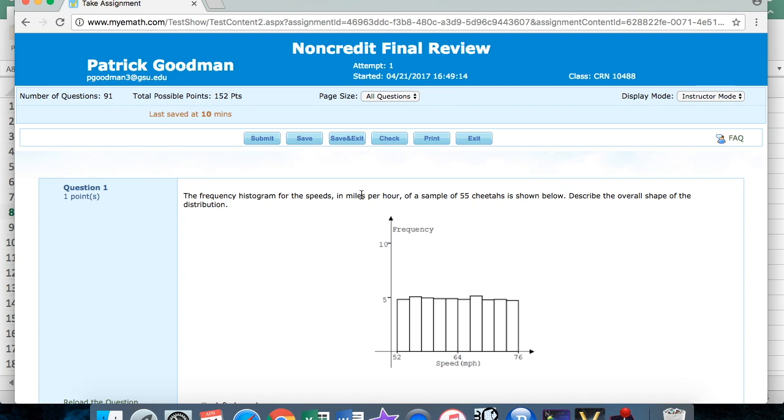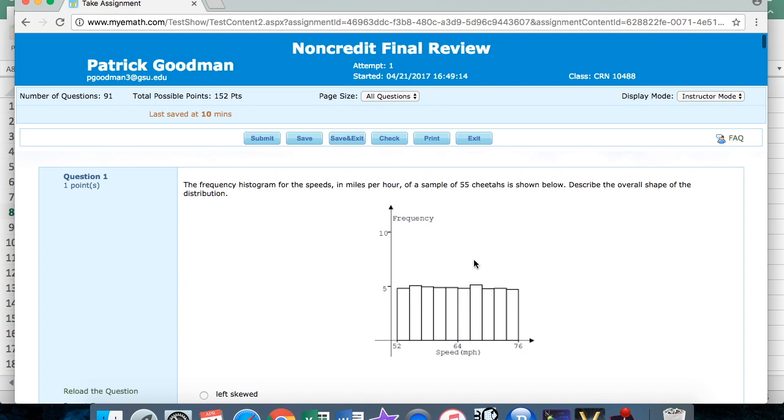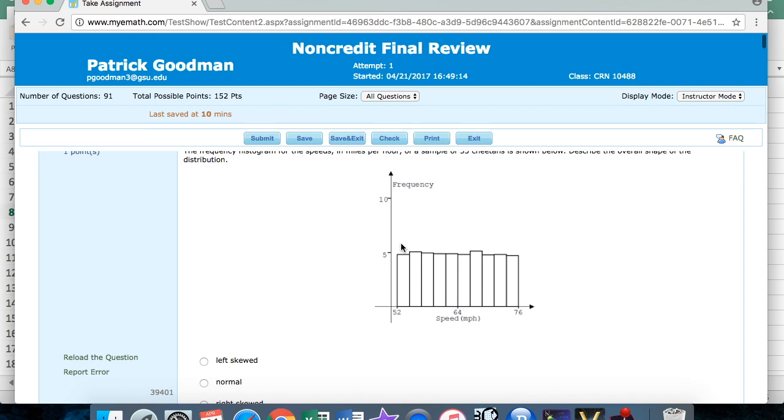So here we go. Frequency distribution for speeds, doesn't matter. We just want to know what's the shape. Well, here it doesn't look like there's any shape, right? It's definitely not normal distribution. In fact, it looks like they're almost all the same, and that's kind of the hint here, they look approximately the same.